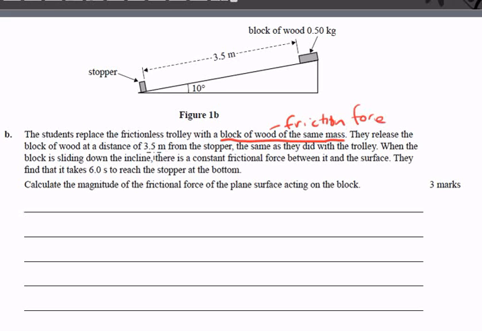They release the block of wood, again 3.5 meters. When sliding down the incline there's a constant friction force between it and the surface. I find it takes 6 seconds to reach the stopper at the bottom. Calculate the magnitude of the friction force of the plane surface acting on the block.